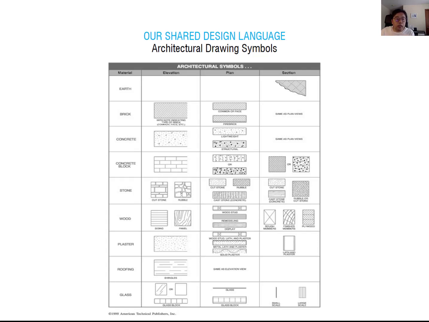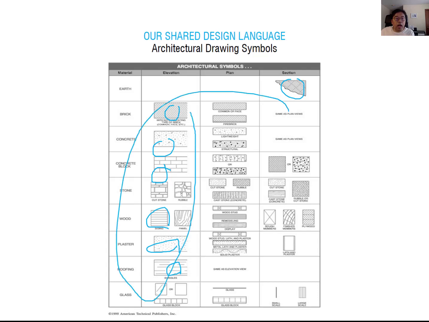You can see here, this is representing the earth, this is the brick, this is concrete, and then this is a concrete block, this is wood, this is plaster, and a looping. When you know about the hatching style, it's much easier to understand your drawing better, right?